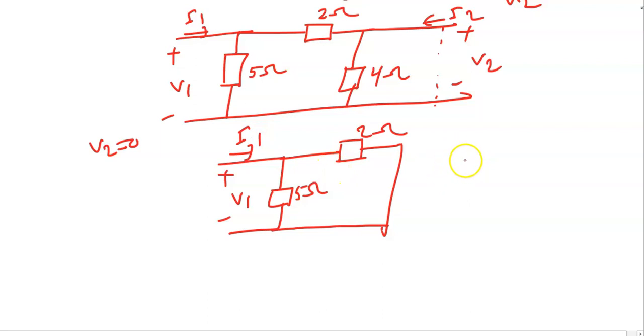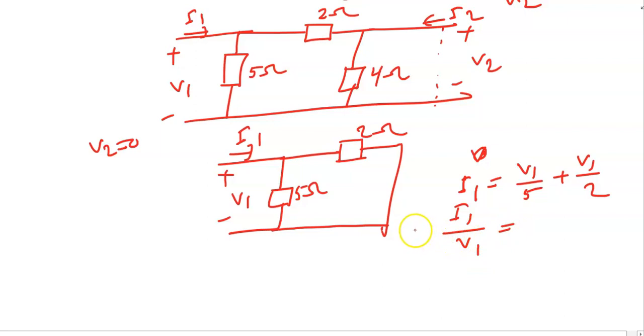So as per the definition, you can see that I1 is equal to V1 upon 5 plus V1 upon 2. Okay, so I1 upon V1, which is Y11, is equal to 1 upon 5 plus 1 upon 2, that is 7 upon 10, right?